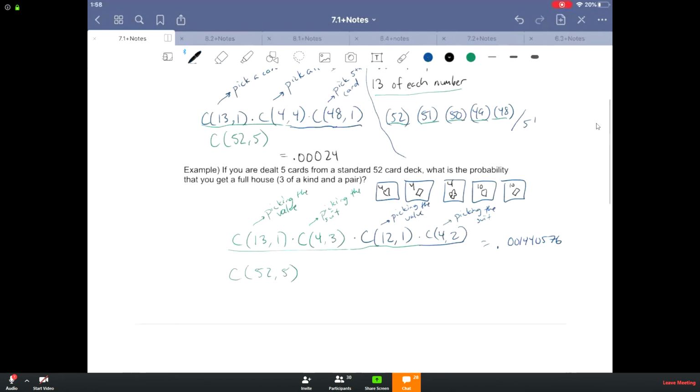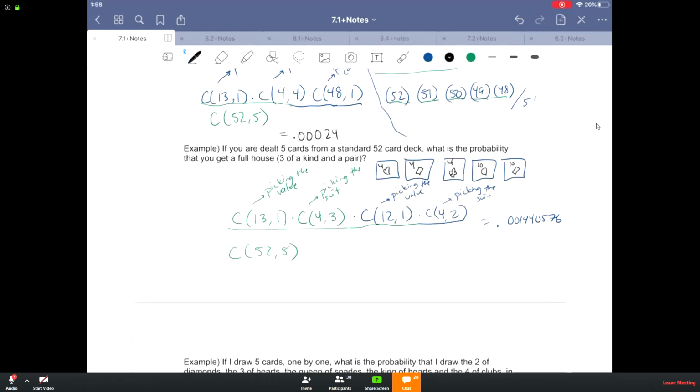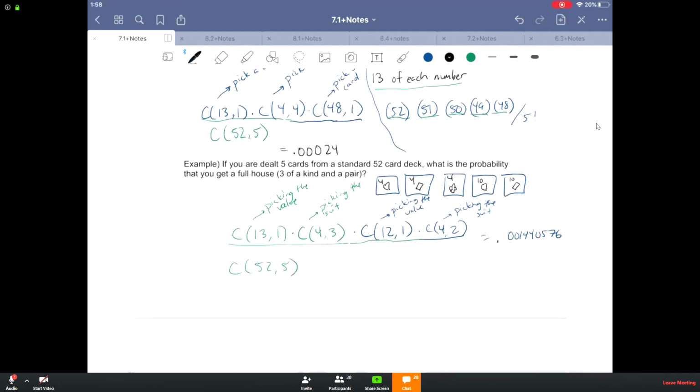All right, any questions? You can literally do all the poker hands if you want. Some of them get kind of tricky. Three of a kind is a little bit tricky. You've got to think about that one. But if we have time, I can do it. All right, any questions on this one?